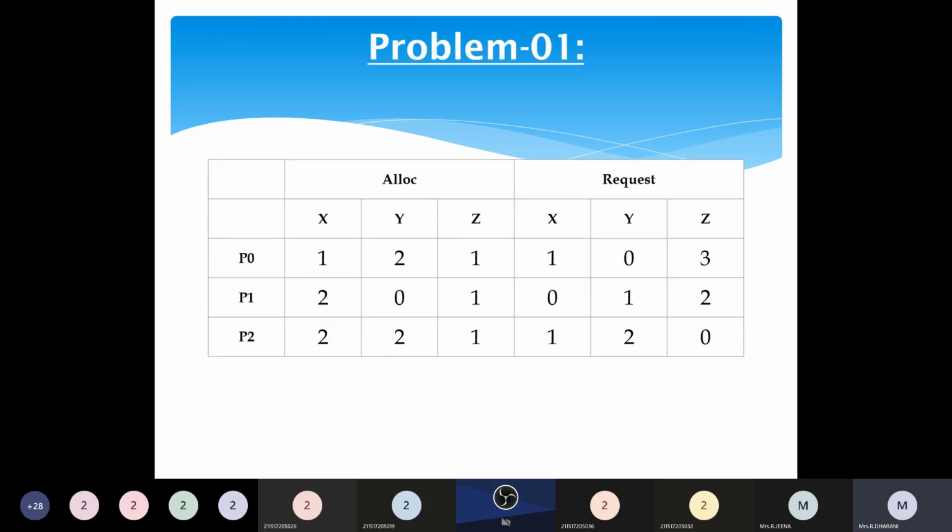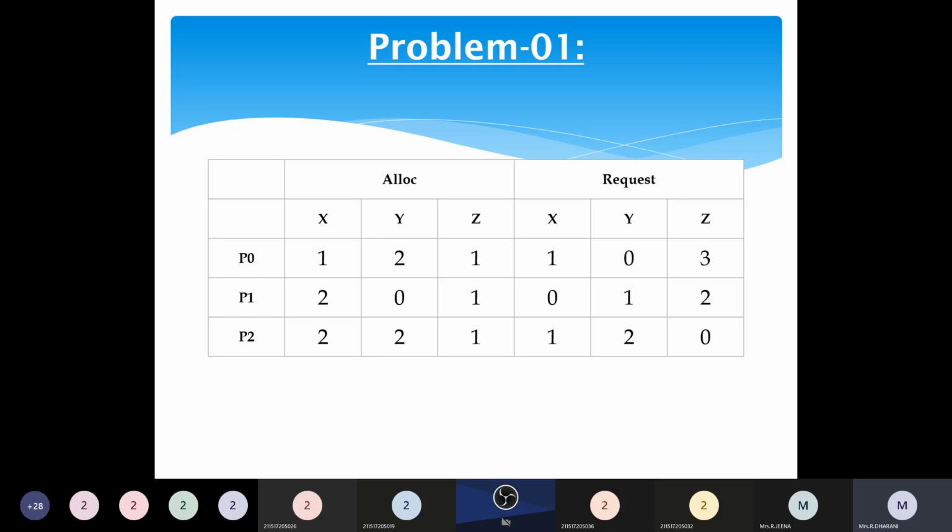First, let us have this table. This table will give you the complete demand of resources of each process. As we saw in the question, there are three resources X, Y, Z and three processes P0, P1, and P2. So this is the already allocated resources. Already some resources have been allocated to the processes P0, P1, and P2.